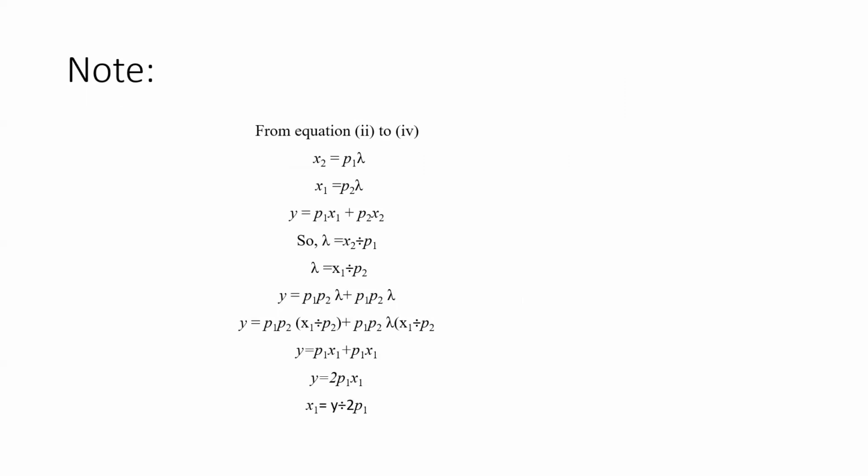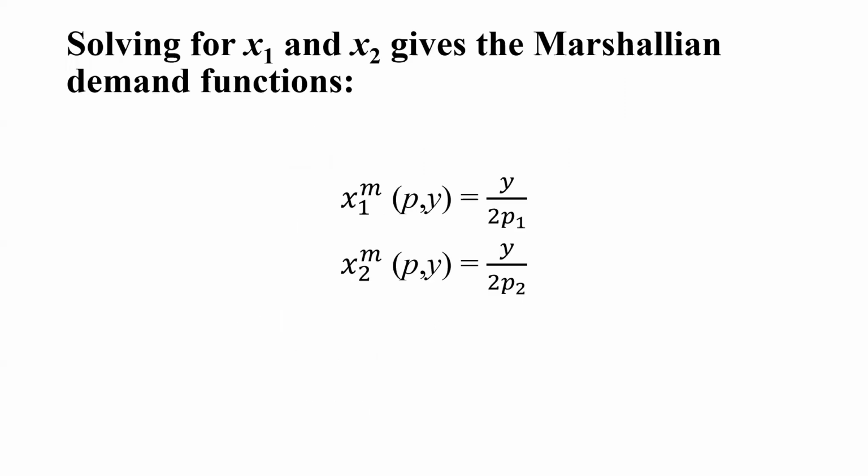Here are some notes about the derivation. Solving for x1 and x2 gives the Marshallian demand function: xm1(p, y) = y by 2p1 and xm2(p, y) = y by 2p2.